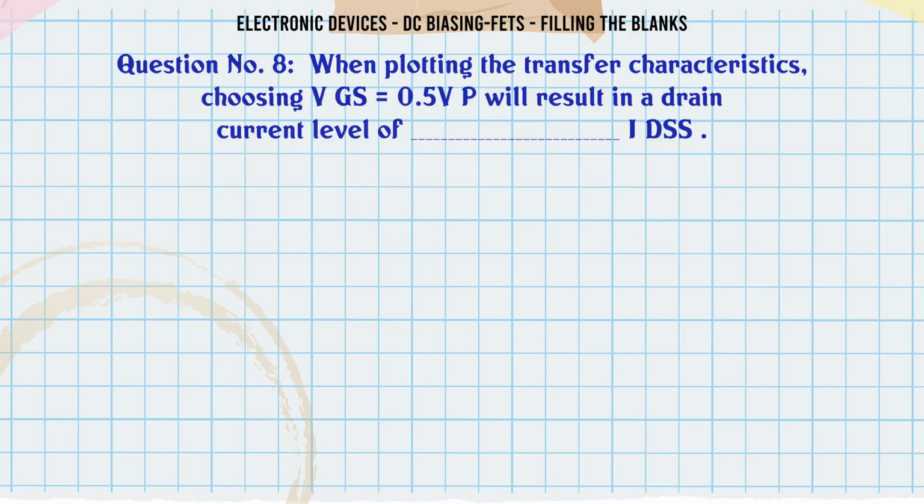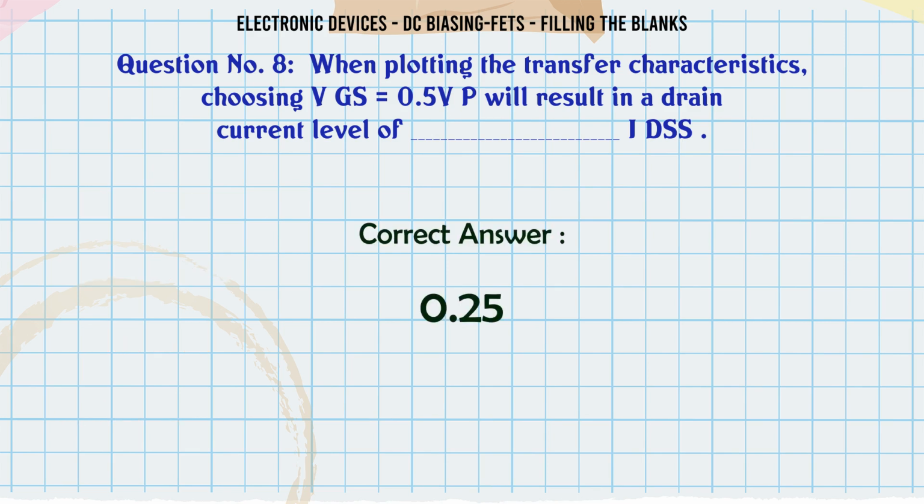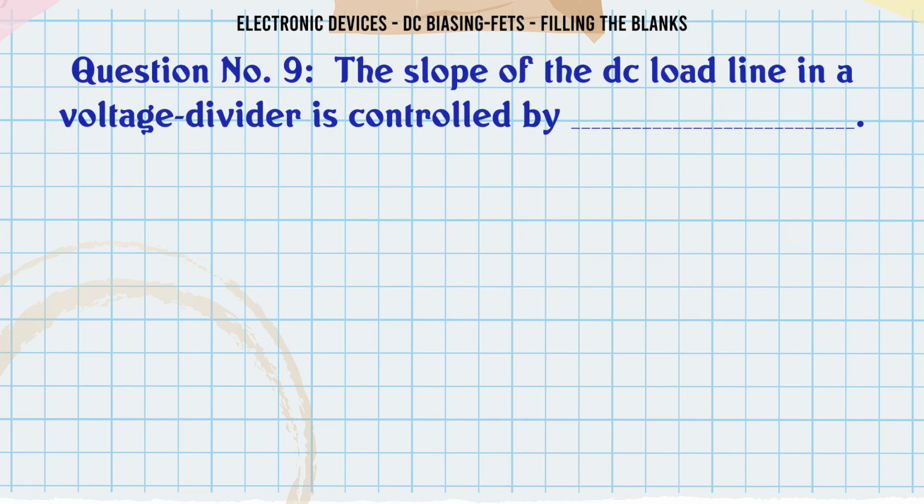When plotting the transfer characteristics, choosing VGS = 0.5 VP will result in a drain current level of what fraction of IDSS? A. 0. B. 0.25. C. 0.5. D. 1. The correct answer is 0.25.